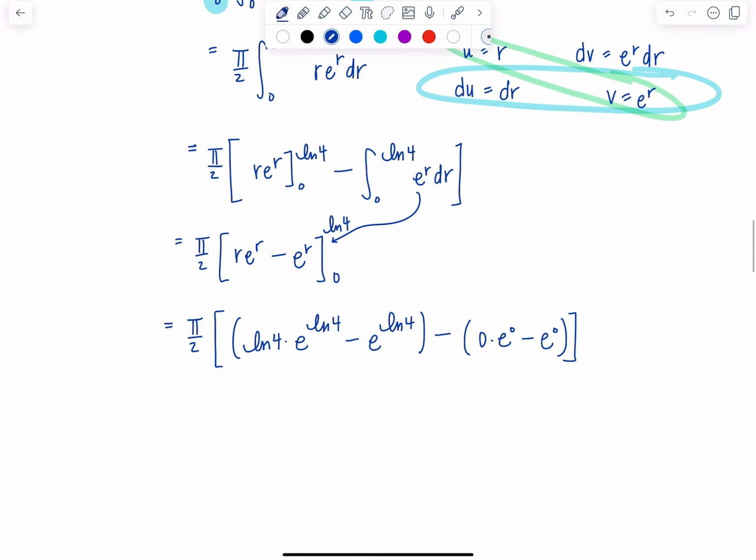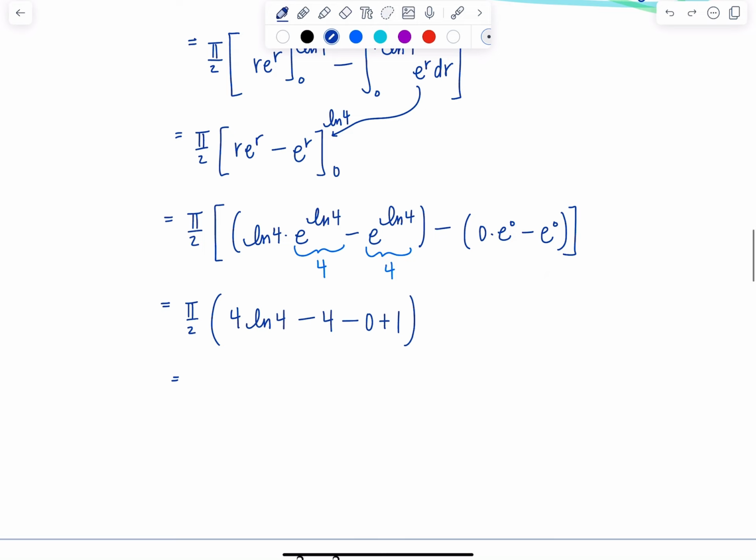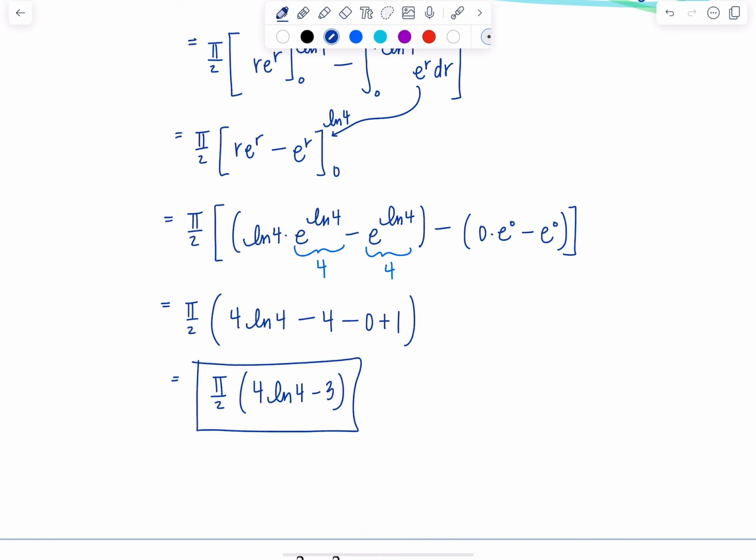Okay. E to the ln of 4, that's just 4. So what do we have going on? Pi over 2 times 4 ln of 4 minus 4 minus 0 plus 1, right? Yes, good, Professor V. You're doing a nice job. Oh, thank you, everybody. Okay. So pi over 2 times, we have 4 ln of 4 minus 3. Et voila. Beautiful. You feeling better?